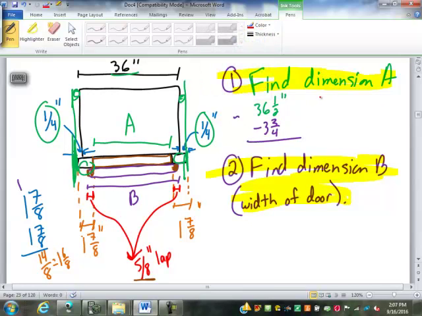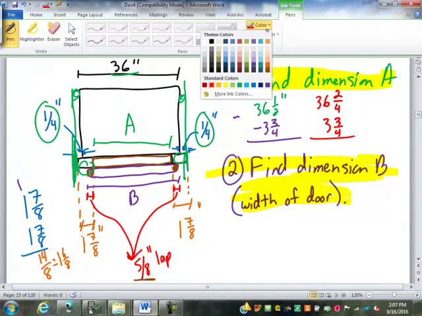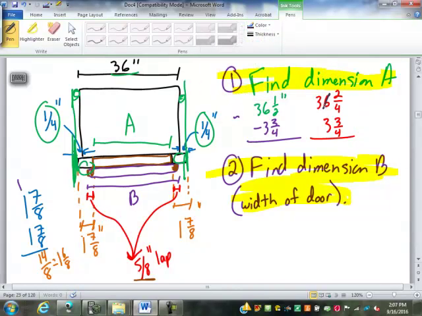My common denominator, I'm going to make this 36 2/4. This is going to stay 3 3/4. And I'm going to have to borrow when I subtract. So borrowing from the 6 makes it a 5. What do I have to add to my 2? 4. Good. So that's 6/4. 6/4 minus 3/4 is 3/4. And 5 minus 3 is 2 and 3. So 32 3/4 inches is the width of that top piece of my face frame.